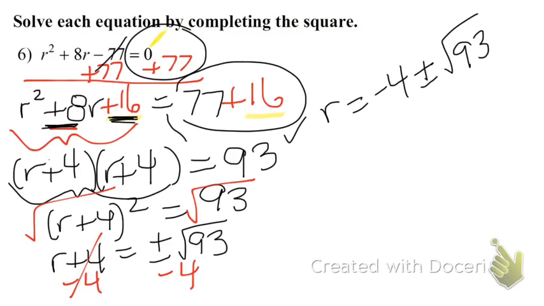Okay, now the square root of 93, I can divide that by 3 and I get 31. But I can't break down 31 any further, and I can't break down the 3 any further. So that's it. We're done.